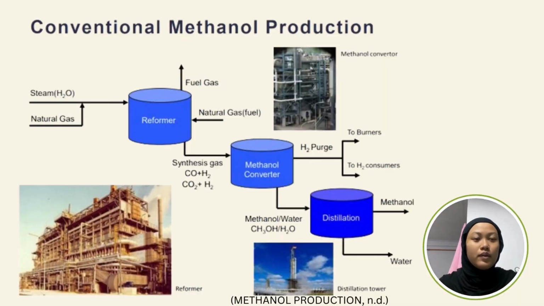H2O will act as steam and natural gas will act as a fuel to produce a synthesis gas, which is CO plus H2. The synthesis gas will enter the methanol converter and produce H2 purge and methanol, also water. Methanol and water will enter the distillation to produce another reaction, which is methanol and water.